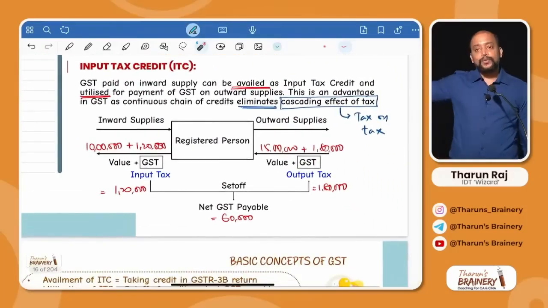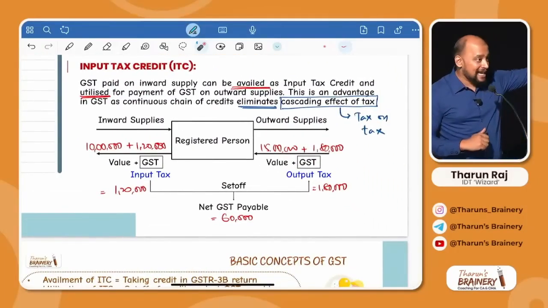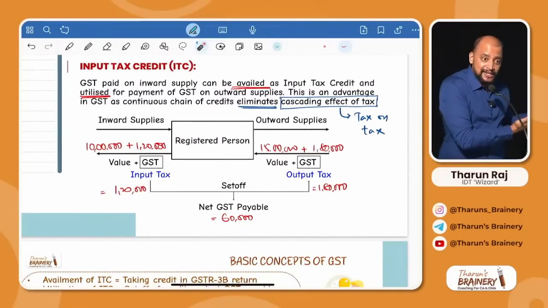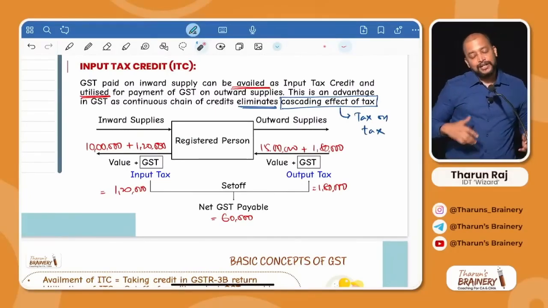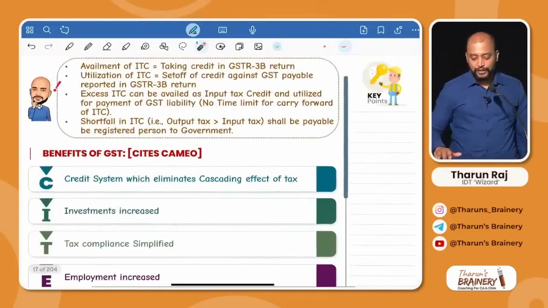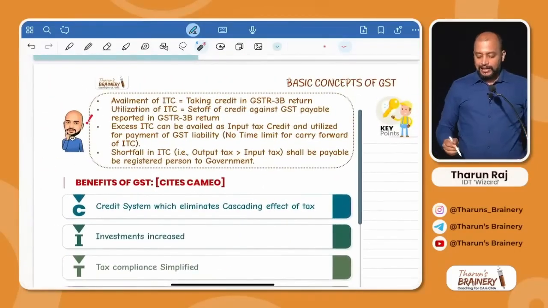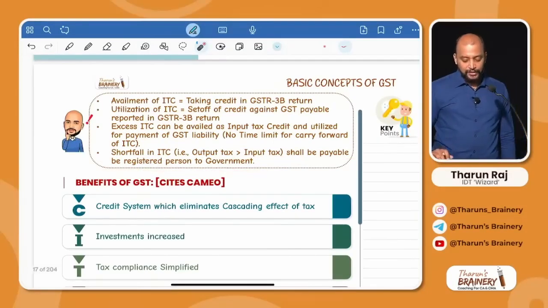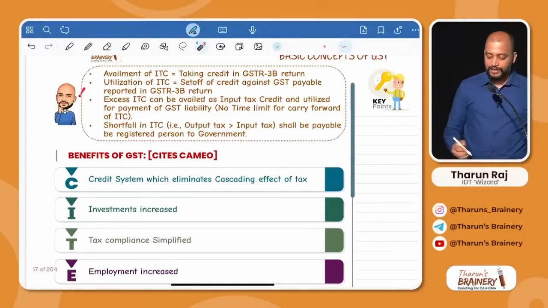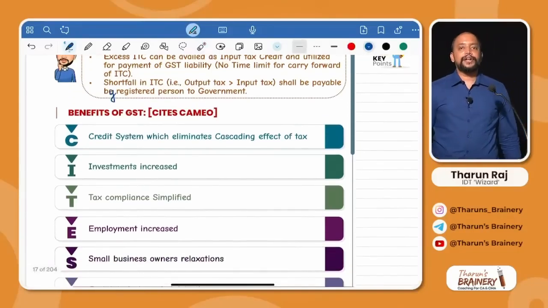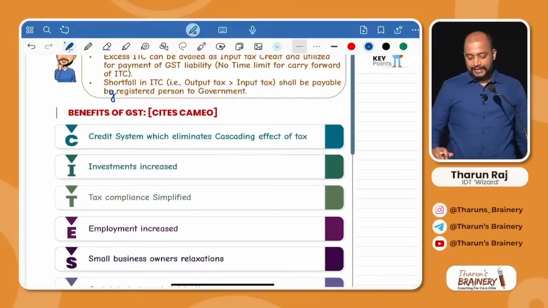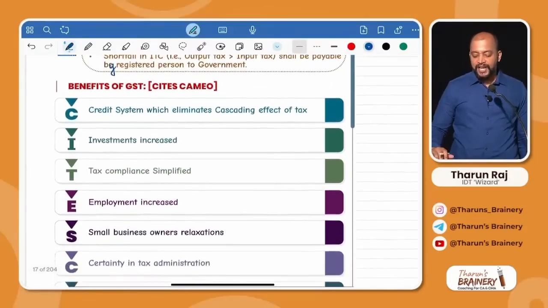So in this case, what is the GST payable on sales? 1,80,000. What is the GST paid on purchase? 1,20,000. So my liability is more than my input tax credit. So the difference amount I have to pay, that you can see here. That is shortfall in ITC, that is output tax greater than input tax shall be payable by registered person to government. Got it? Next. What are the various benefits of GST?